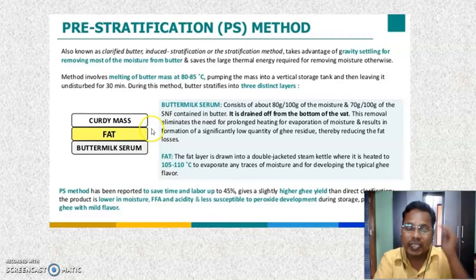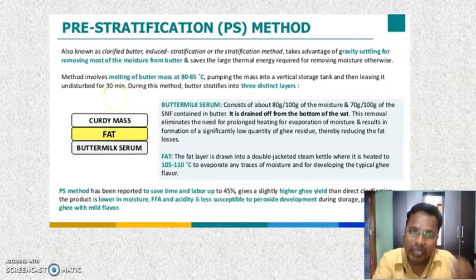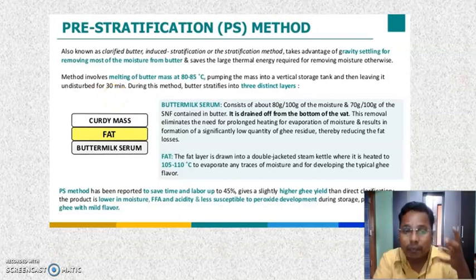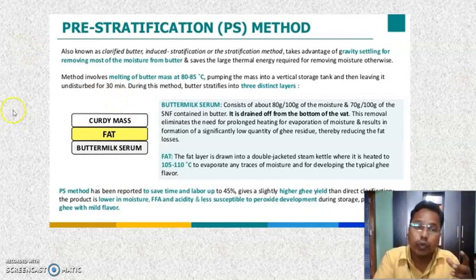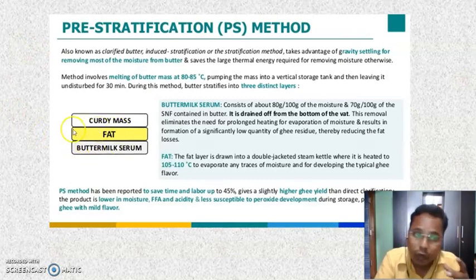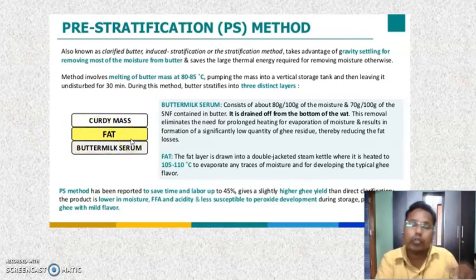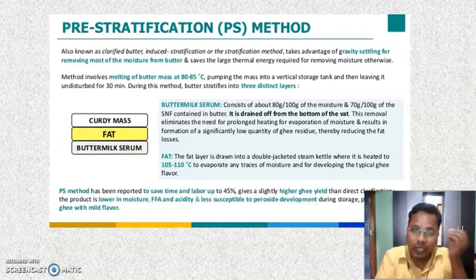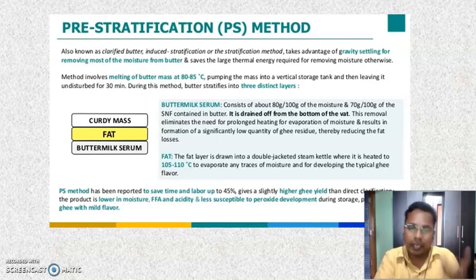It means it is kept for 15 to 30 minutes as it is, without disturbing. Therefore, three distinct layers are formed. When these layers are formed, they are removed from the ghee boiler one by one, and therefore it becomes very easy to remove the clear cut fat from the ghee boiler. So this is the pre-stratification method.